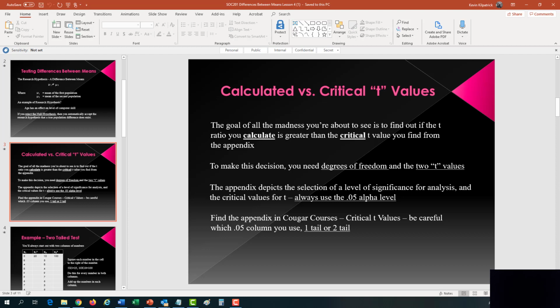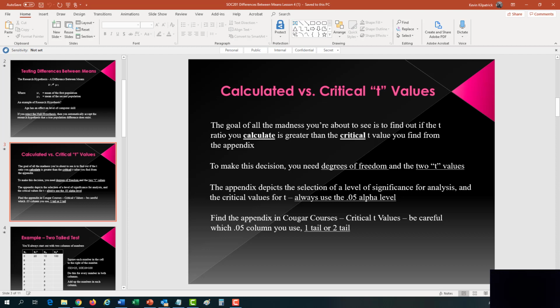The appendix has a selection of levels of significance. When we get to it, you'll see that it has probably a half dozen different levels of significance. For these problems and for the problems next week, you will always use the 0.05 alpha level. Always. You will use the column that has the header of 0.05. The appendix is in Cougar courses this week. So when you start working the problems in the problem set, that's where you find the appendix.